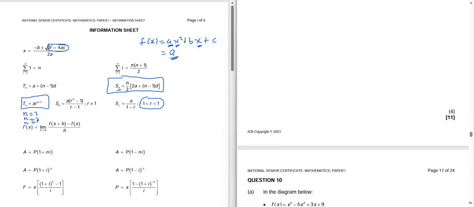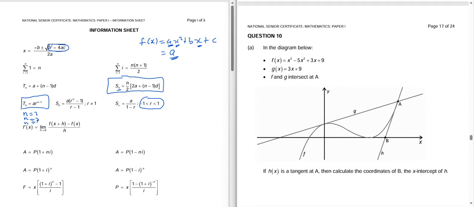And then let's go to question 10. 2 more to go. In the diagram below, we are given that f of x is a cubic function, g of x is a linear function, f and g intersect at a, cool. If h of x is tangent at a, then calculate the coordinates of b.